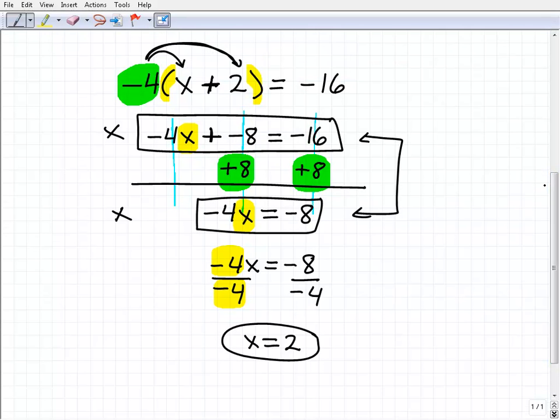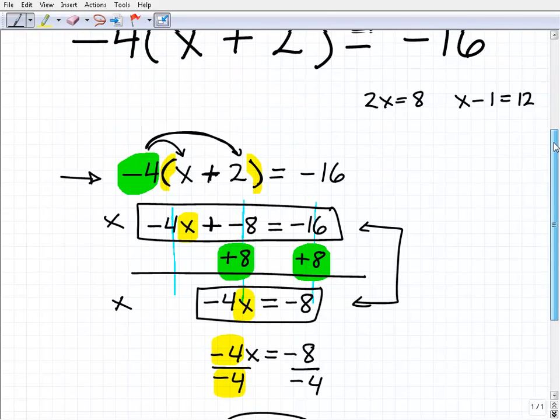So, if you understand the principles here, okay, then you'll be able to solve more challenging equations. Just remember, the key thing in this particular equation was to use the distributive property right off the bat. Okay, so when you see these parentheses, that's a good indication that, hey, before I do anything else, I'm going to have to use the distributive property.